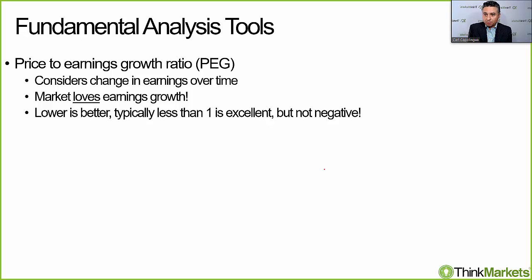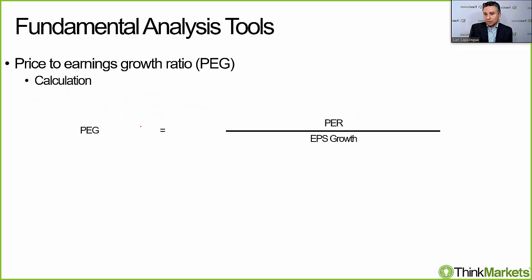Okay, so it's the price to earnings growth ratio. I'll just finish off these points. It considers the change in earnings over time. The market loves earnings growth, so prices tend to go up when earnings growth is very good. Once again, lower is better. Typically less than 1 is excellent, but we don't want negative because that would indicate we're not making money at the moment, we're making losses. How do we calculate it? And again, I'm going to calculate these for you a little bit later on. It's the PE ratio, which we know already how to calculate, divided by the earnings per share growth rate.